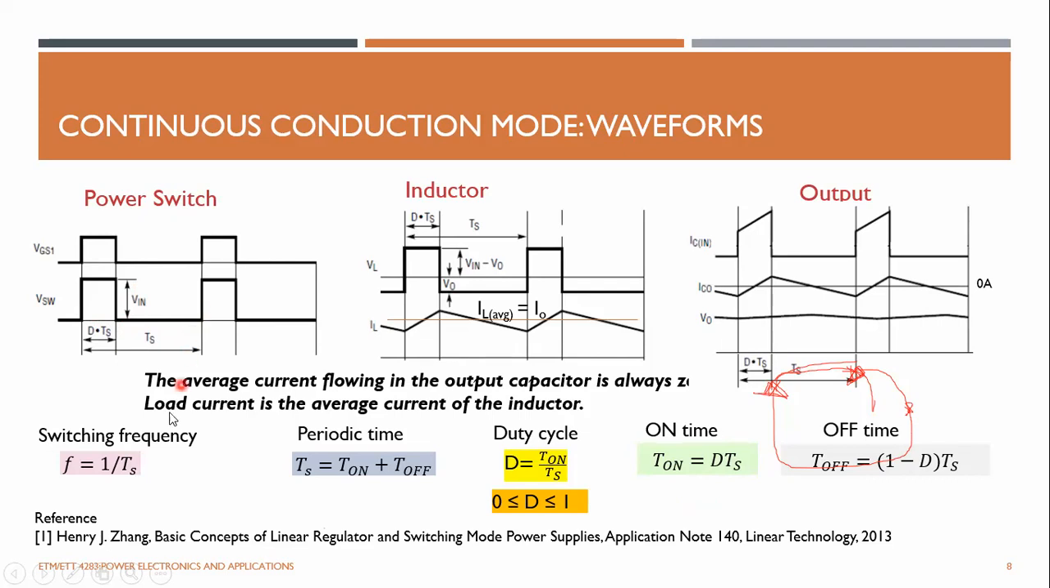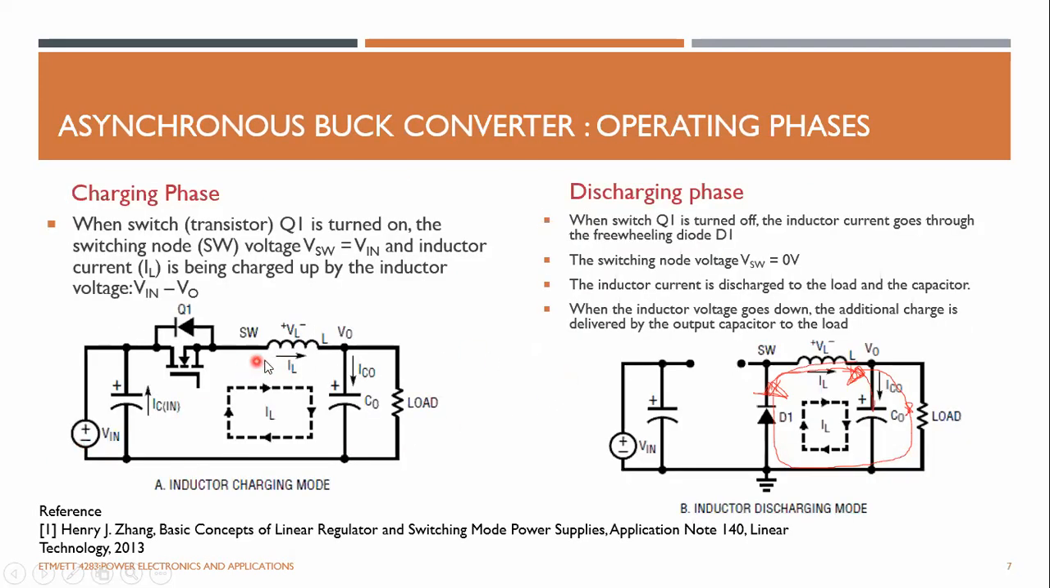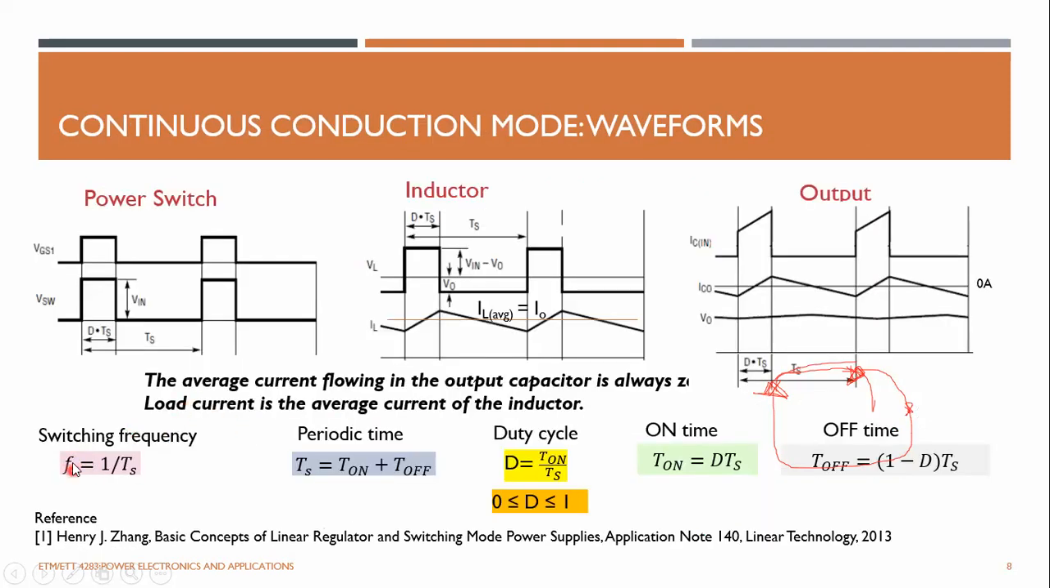And I will introduce one concept, which is the frequency of switching and the periodic time of switching. So you can decide how fast you switch this inductor. The frequency is determined based on your design parameters. So if you want to reduce the size of the inductor and these capacitors, you can always increase the frequency, right?